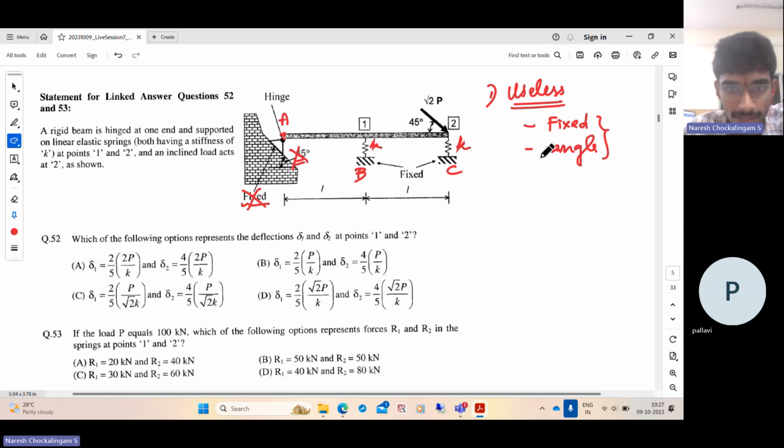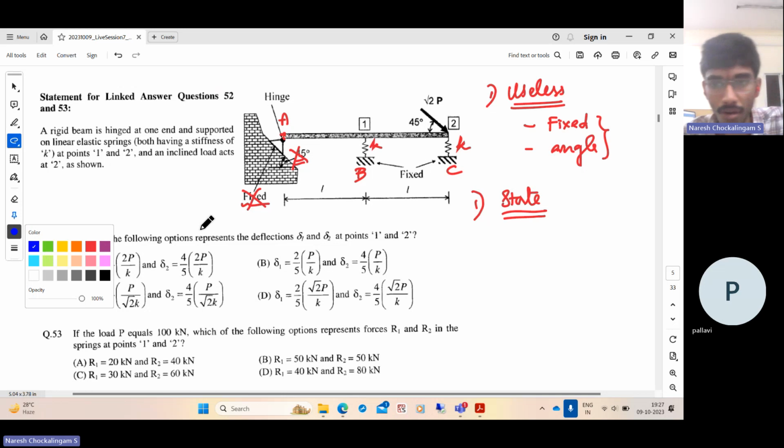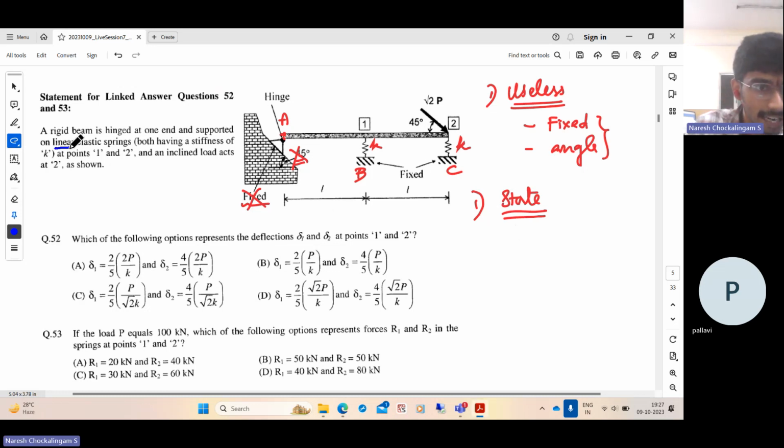As I said, the first step is to state what information we have. You have the span as 12. What is useful for us to solve the problem is the force deformation relation. Suppose the forces in the springs are F1 and F2 respectively. It is given that these are linear elastic springs, so this is useful information. And the spring stiffness is K.